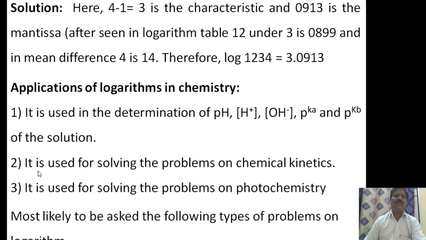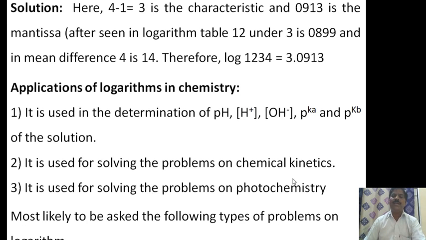The second application is in solving problems on chemical kinetics, because in the formulas for first order reaction and second order rate constant, a log function will be present.